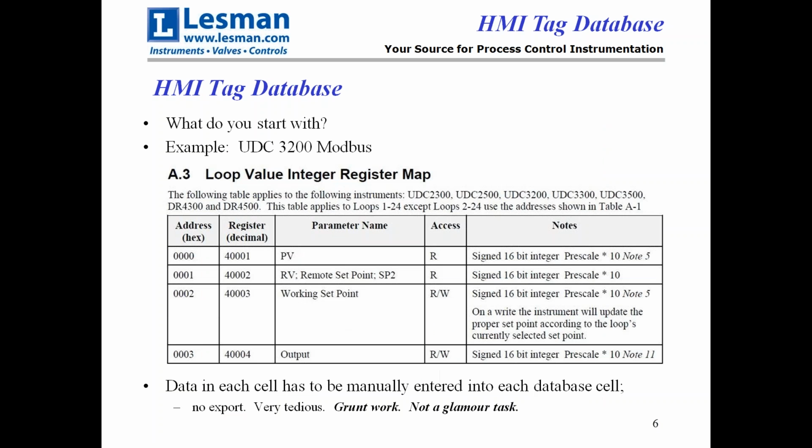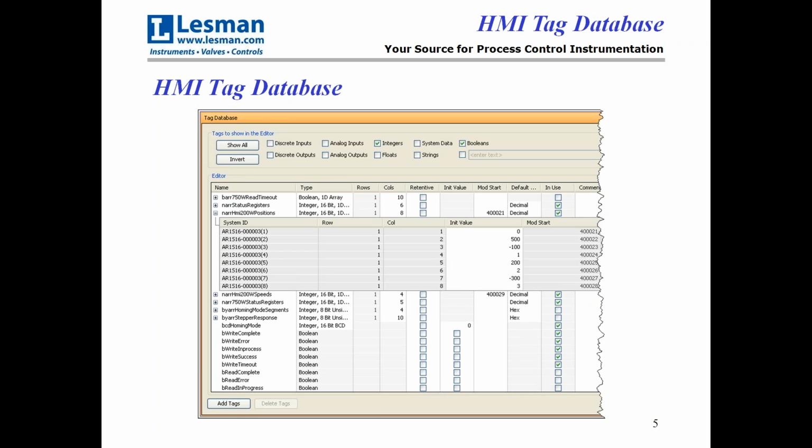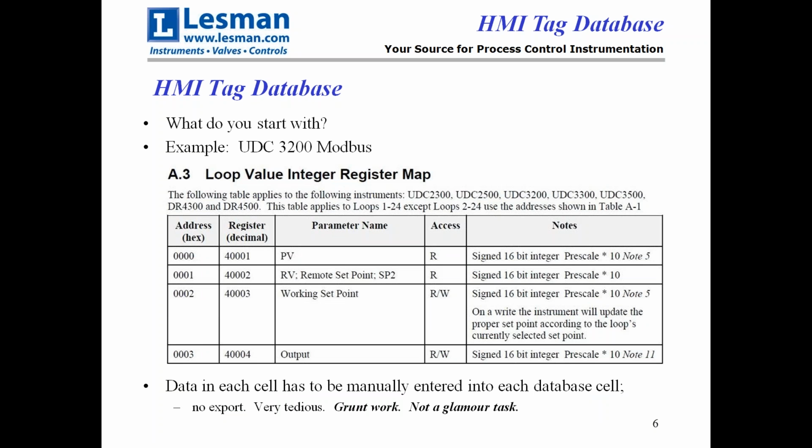The hardest task is when you start with something like Modbus, because this is what you start with. This is the screenshot from the page in the manual, and each data value in one of these cells has to be transferred to one of the cells over in the tag database. So there's a lot of typing to do to get this information all the way over. And if you've got hundreds or thousands of points, that can really be a whole lot of work. It is truly, I call it grunt work. It is not a glamorous task.